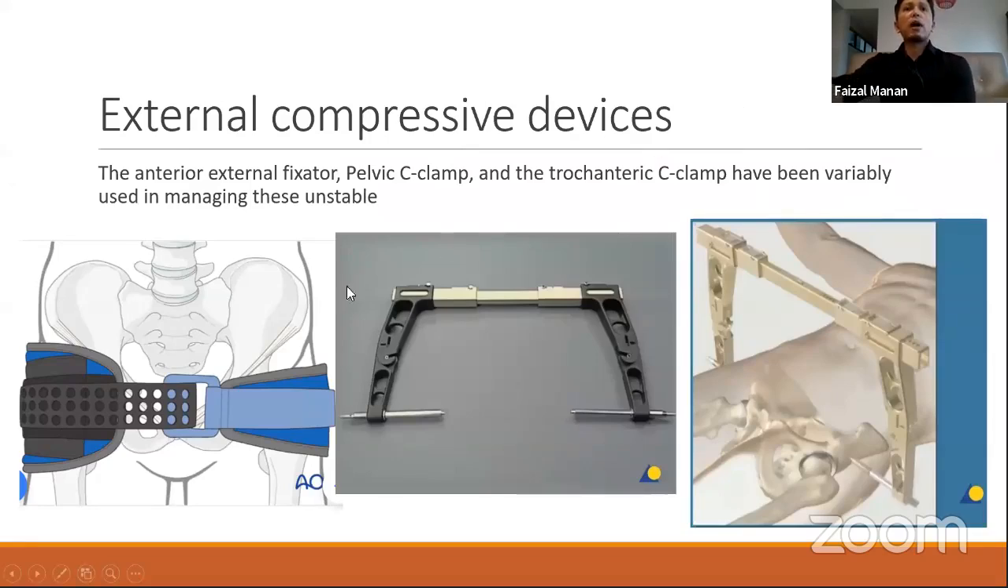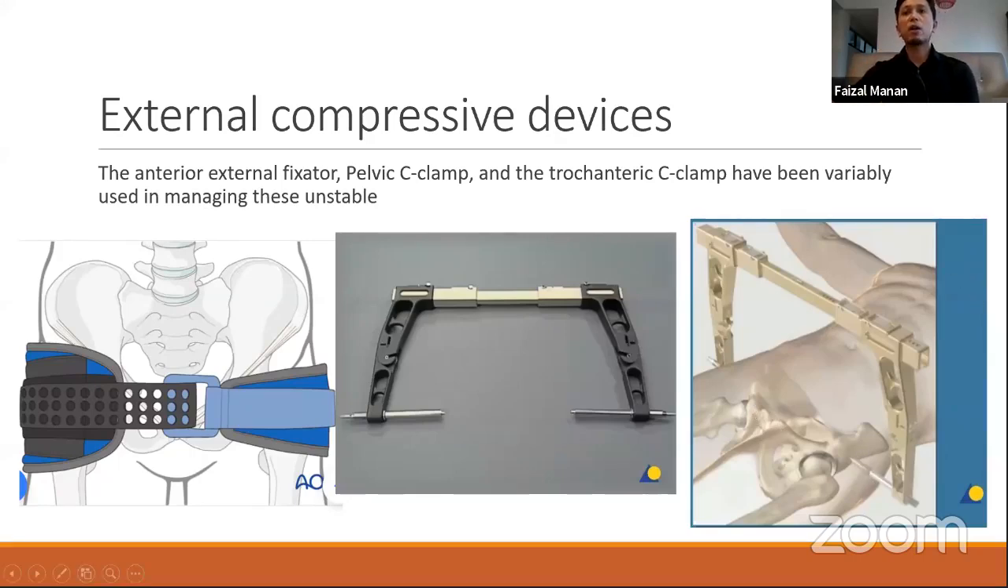External compressing device, this is what Dr. Mohazan has explained just now for the pelvic binder. Other than that, we have this called a pelvic C-clamp, whereby let's say if the SI joints open up posteriorly, you know that by applying the external fixator, you still can't close the posterior complex, or the posterior structure of the ring can't be compressed. You can use this pelvic C-clamp.